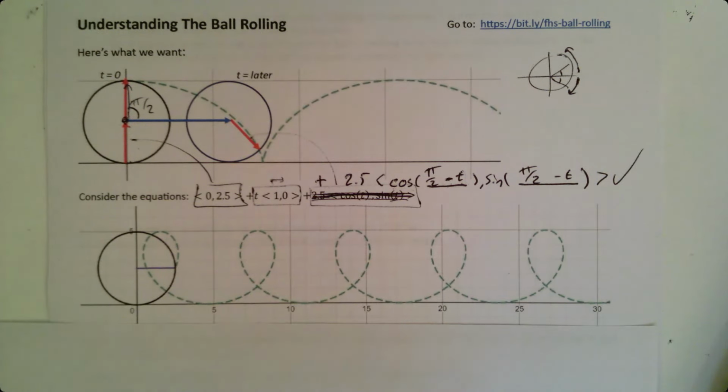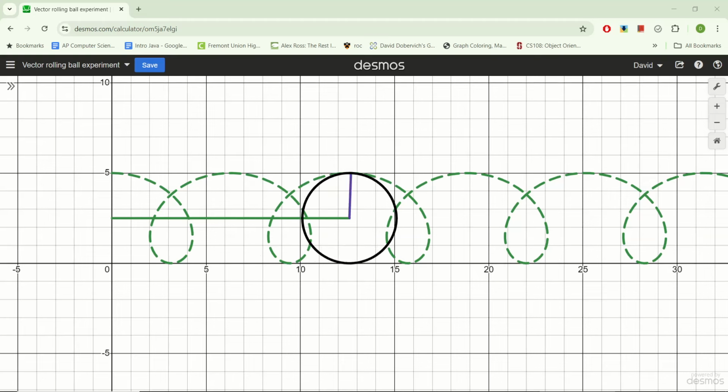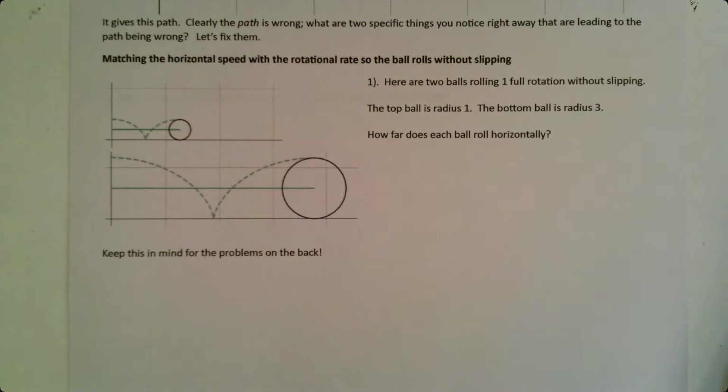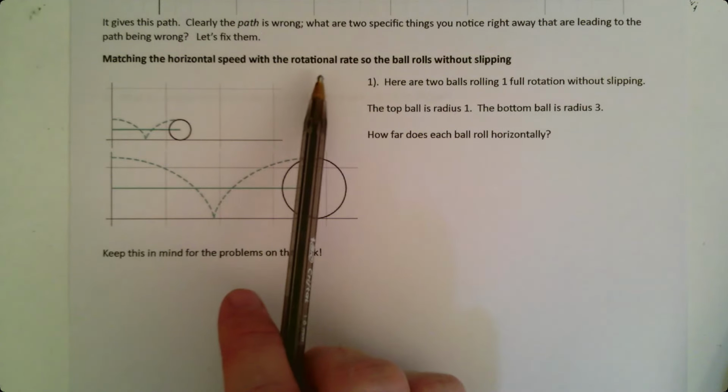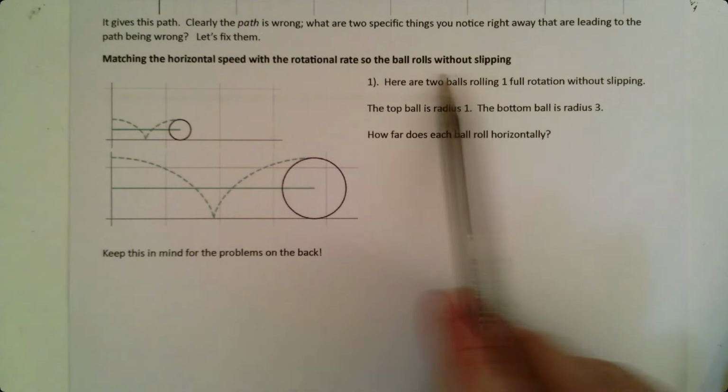Let's see what it looks like now. Now it looks like this, and you can see that the rotation is happening in the right direction, and the start of the path definitely starts at 5, so the starting angle is correct. But we still have these loops, and if you think about what's happening, it looks like the rotation is faster than how far it's translating over. So it's almost as if the wheel is slipping on ice or something. So there's two more things that we have to fix. We have to match the horizontal speed with the rotational speed so that the ball will roll without slipping.